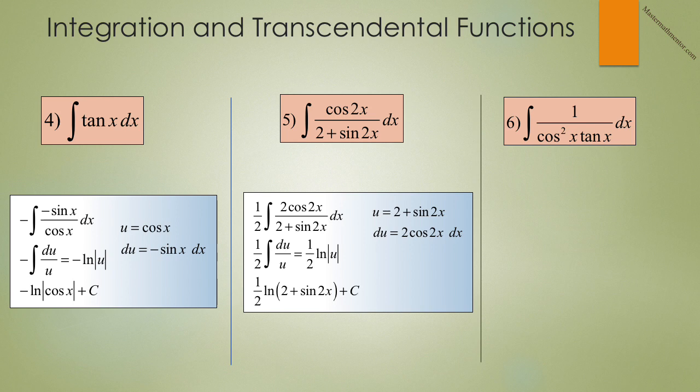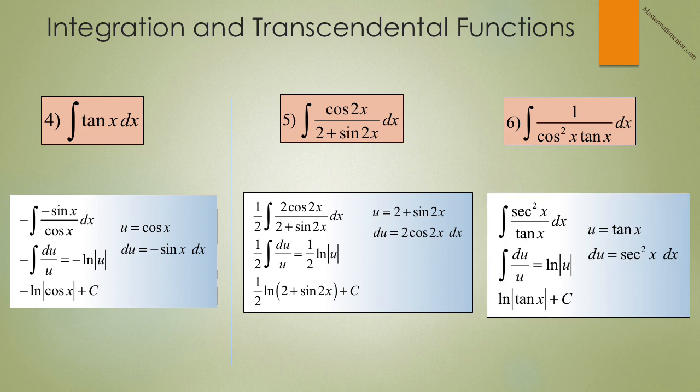Note that the absolute value sign is not really needed because the sine of 2x could be at worst negative 1, and therefore 2 plus sine of 2x will always be a positive number. You can write the absolute value sign or a simple parentheses as was done.